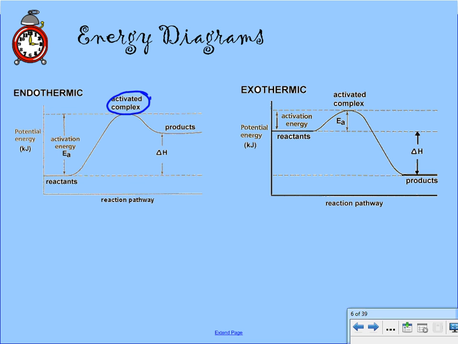This part here is called the activated complex, or also can be called the transition state. And that's the point right in the middle of the reaction where the reactants' bonds have just started to break and reform into the products.